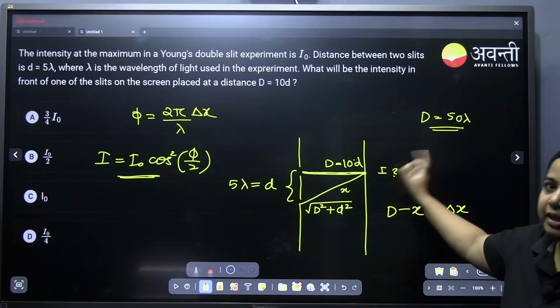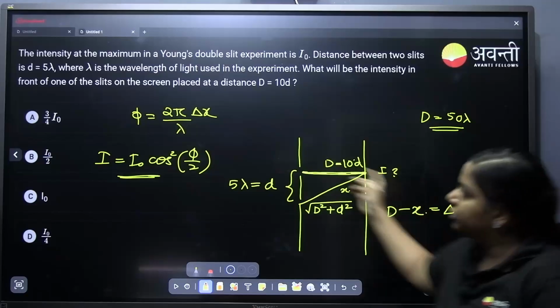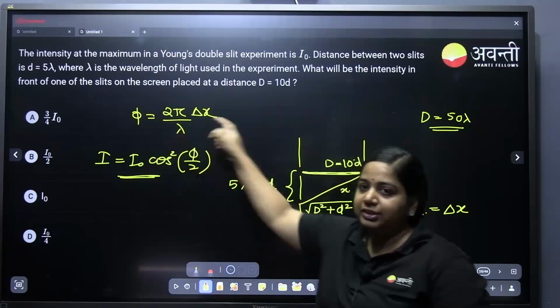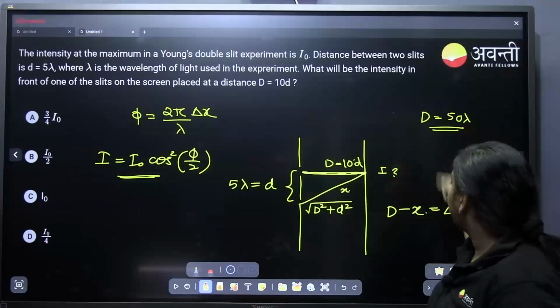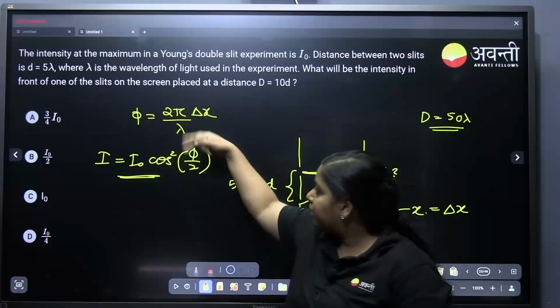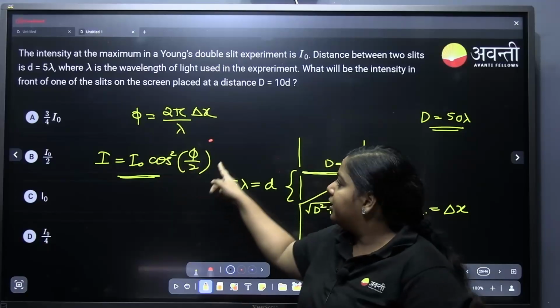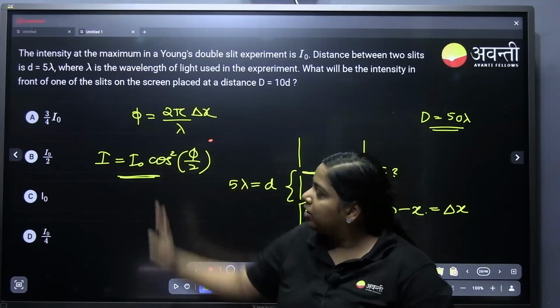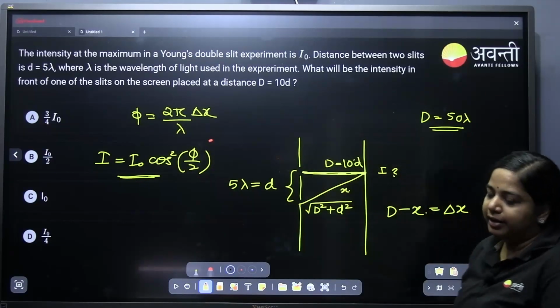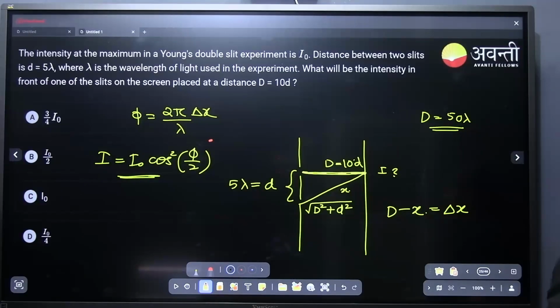Method is this: we will find the path difference. Path difference into 2 pi by lambda equals phase difference. Everything is given in terms of lambda, so lambda will cancel. You can find a value for phi. Then you can substitute it here to find the intensity at any point.